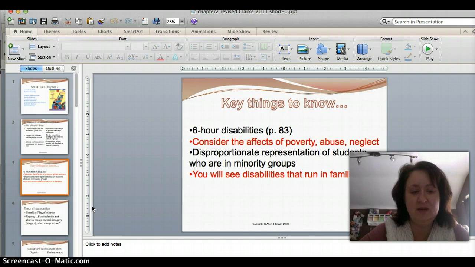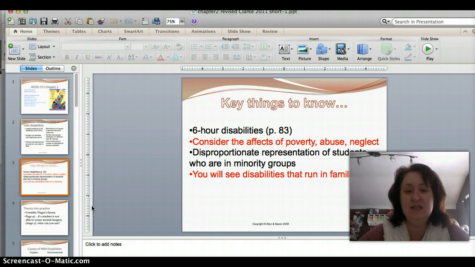We know that there is a much larger number of students who are in minority populations within special education, and sometimes we'll see that those disabilities run through families. So we really want to be careful as special educators that we're not creating a population of kids that have learned helplessness, that perceive themselves as having disabilities simply because there was an overrepresentation of students, especially students with emotional and behavioral disabilities, where because they acted out in kindergarten, they received a diagnosis of emotional disability and stayed in a self-contained classroom until they dropped out of high school.